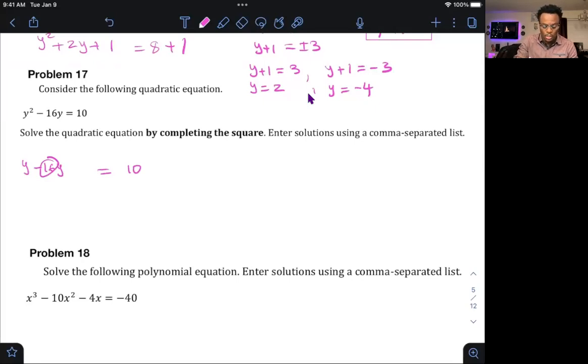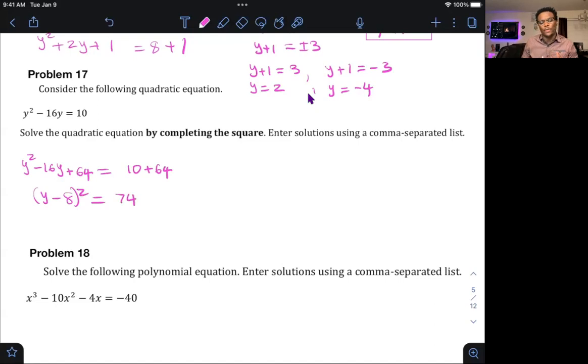But over here, you need to take that number, divide by 2 and square. 16 divided by 2 is 8. Square is 64. We add 64 on both sides. So we will have y squared here. So that's y minus 8 squared equals 74.